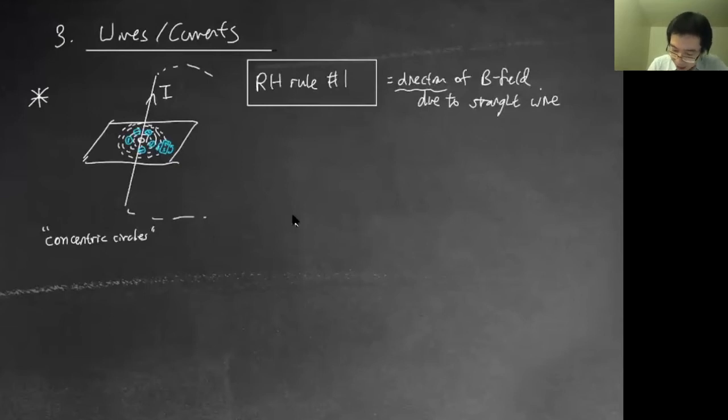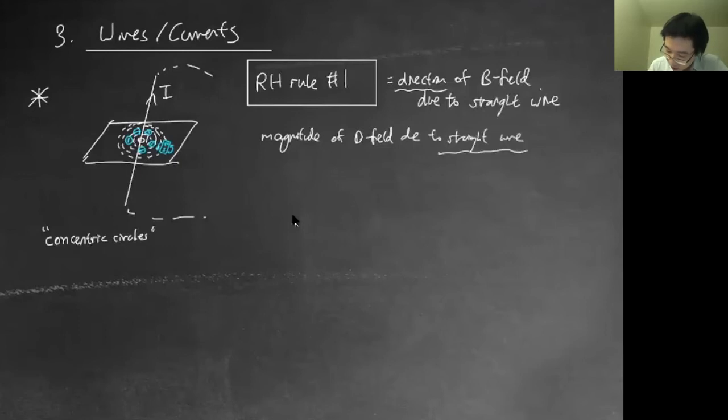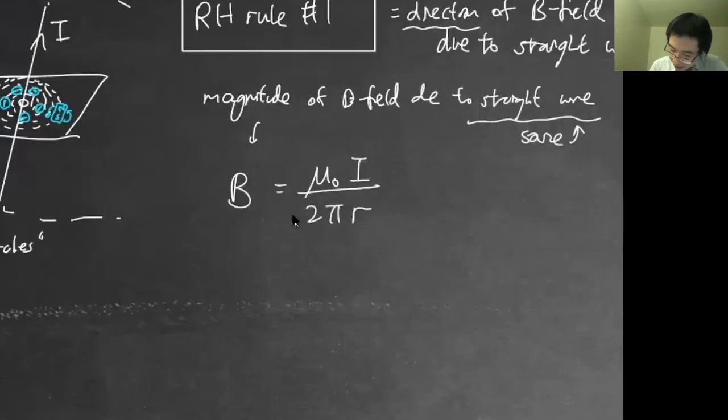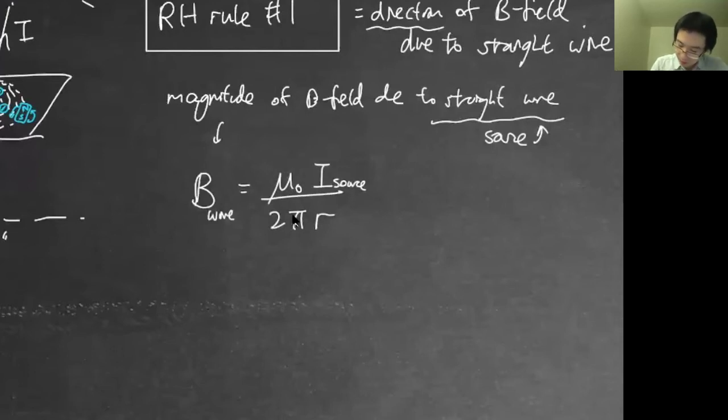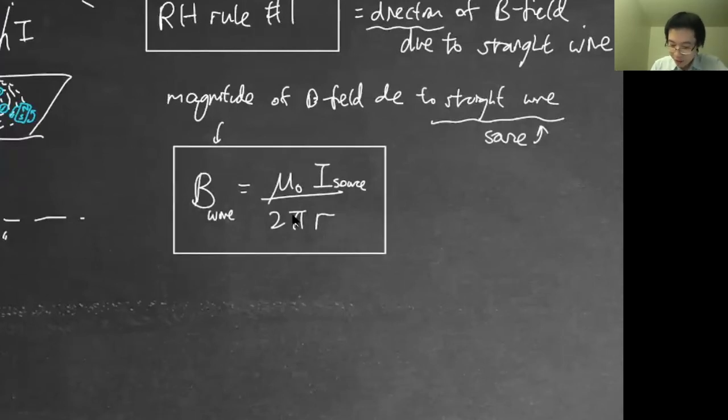So the magnitude of the B field due to a straight wire, right? The source of the B field, is given by this, mu0 I over 2 pi r. Okay. So the 2 pi r is another interesting combination that appears. I will label this I source, and I'll label this B due to a wire. Okay. Let's understand what every symbol means. So that's the B field, the magnetic field strength. That gives you the magnitude, and that gives you the direction.